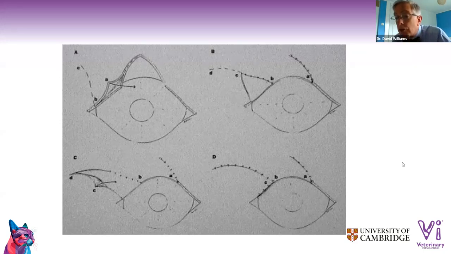So when you're doing a medial canthoplasty, the funny thing about the lateral punctate is it doesn't matter if you block those up, because actually that dog needs as much tears as possible on its ocular surface. So it doesn't really matter if you block off its lacrimal punctae while you're doing the medial canthoplasty, because you're just giving it more tears.